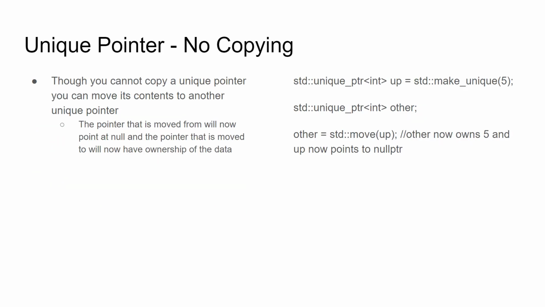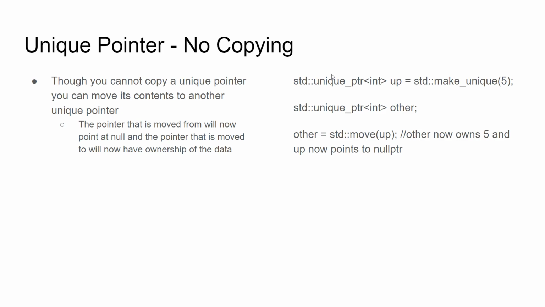So even though you cannot copy a unique pointer, you can move a unique pointer from one unique pointer to another. When you do this move, it transfers ownership from the right-hand side to the left-hand side. If the left-hand side was currently pointing to anything, it deletes it, and then it assumes ownership of whatever was on the right-hand side. The right-hand side will then have null pointer.